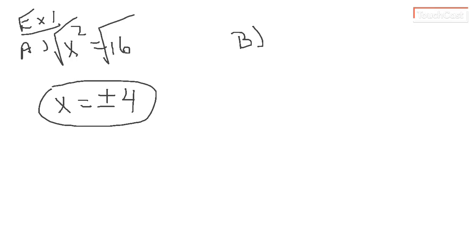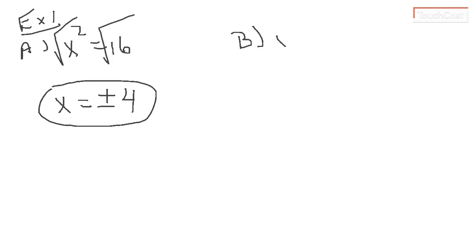And if we were to put both positive and negative 4 back into the equation, 4 squared is 16, we're good there. Negative 4 squared is 16, we're good there. So plus and minus 4 is our answer to this first example.